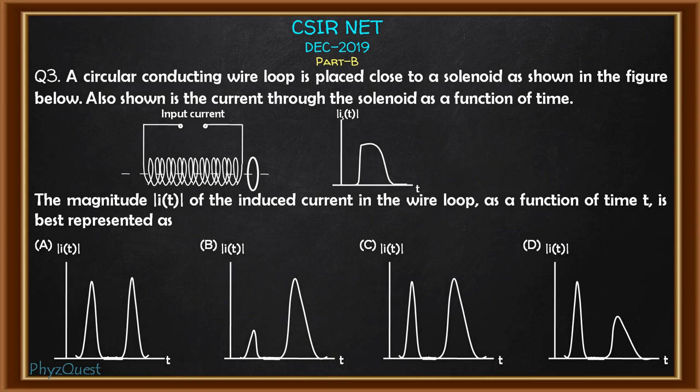This is the video solution for CSIR NET December 2019 Part B, question number 3. A circular conducting wire loop is placed close to a solenoid as shown in the figure. It is also given how the current through the solenoid varies as a function of time. We have to find the magnitude of the induced current I(t) passing through the wire loop as a function of time. Four plots are given and we need to find the correct plot.